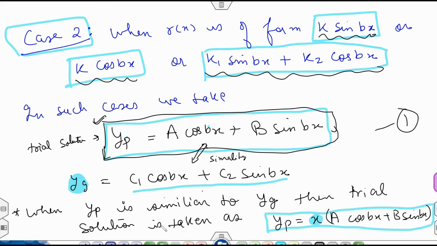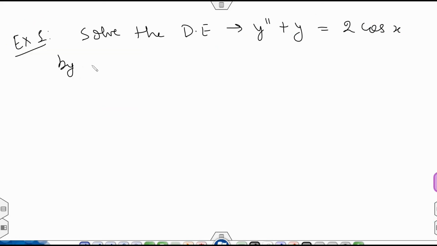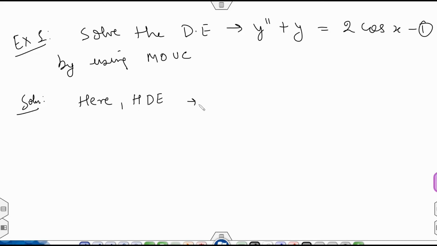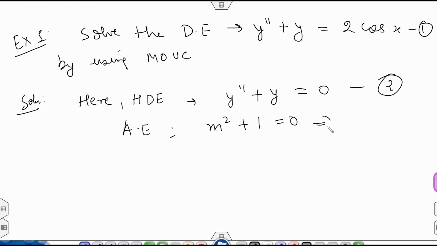So let us do a few examples on this case by using the method of undetermined coefficients. This I'll call equation number 1. For the solution here, the homogeneous differential equation is given by y double dash plus y equal to 0. I'll call this equation number 2, and you can easily see that the auxiliary equation will be m square plus 1 equal to 0, and this implies m is equal to plus minus i, which is a complex root. So in this case, what will be your yg?